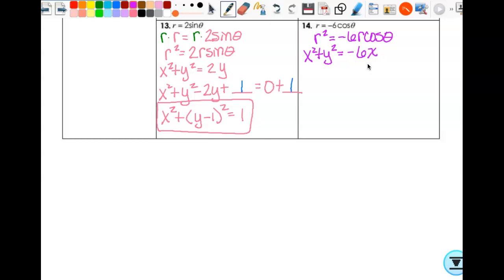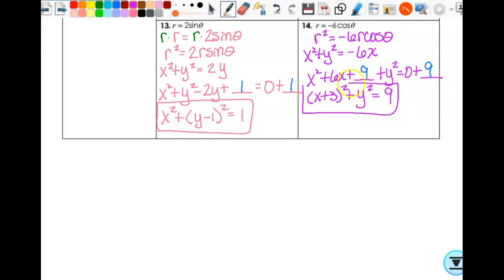So this time, y squared is just y squared, and I will have a term that's x plus or minus something squared. So I'm going to have x squared, I'm going to move this over, plus 6x, plus something, we'll figure that out in just a minute, plus y squared equals 0 plus that same thing. To get that magic number, I take half of this and square it. That gives me 9 over here, so I have to add 9 over there. That makes all of this become x plus 3 squared plus y squared equals 9. And that's your equation.